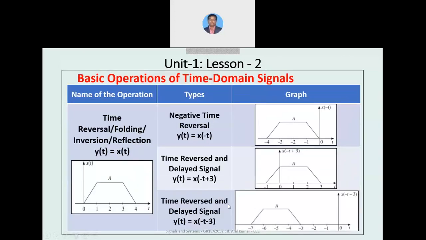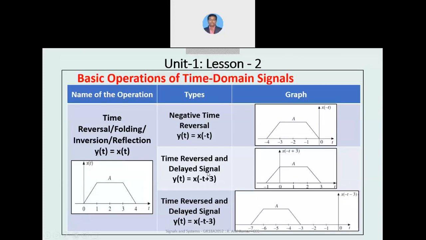Okay, and the next operation is time reversal, which can also be called time folding, time inversion, or time reflection. It can also be described as a mirror. For a given function y of t equals x of t, which is a trapezoidal signal, as you can see from 0, 1, 2, 3, 4: from 0 to 1 it is a positive ramp, for 1 to 3 it is a constant, and for 3 to 4 it is a negative slope.